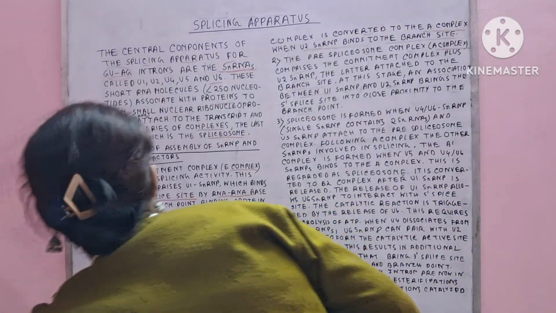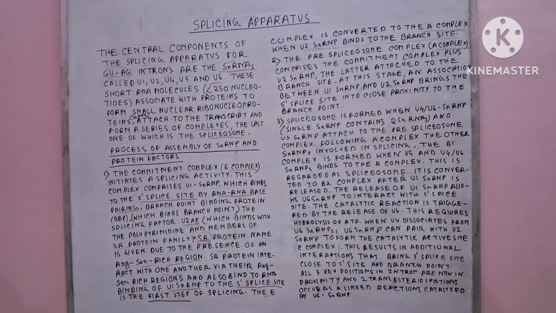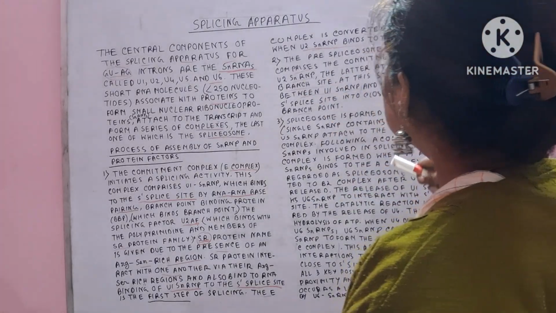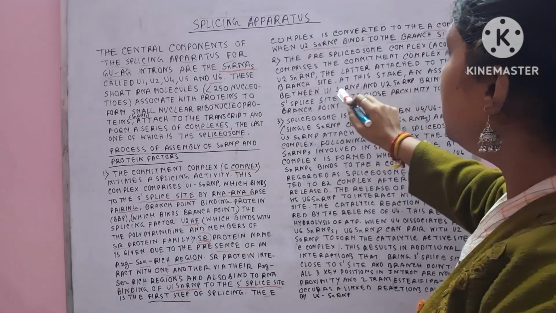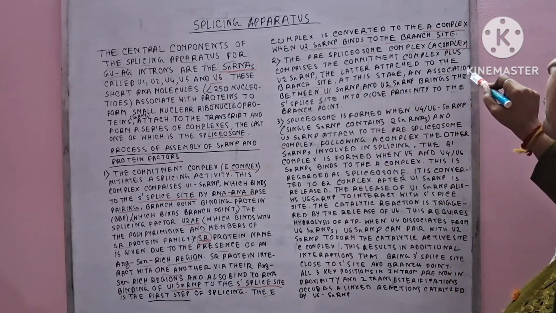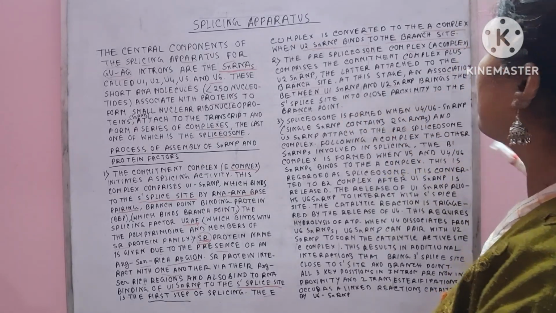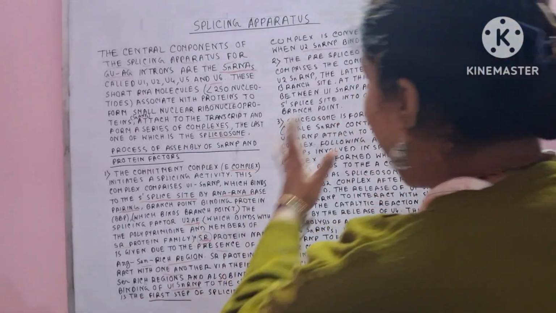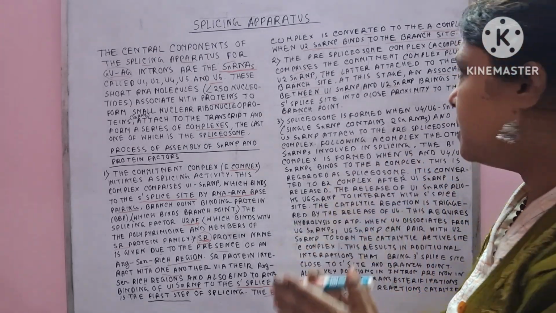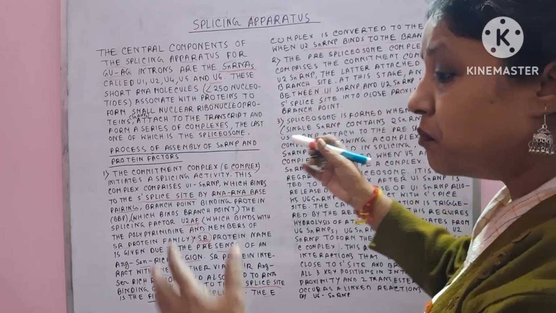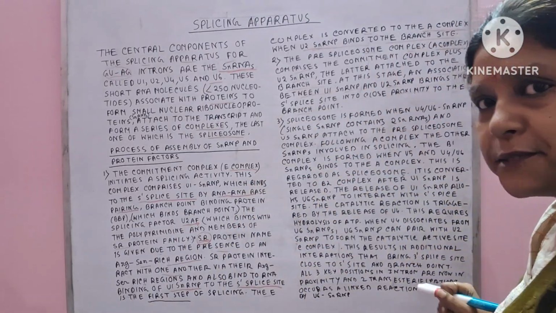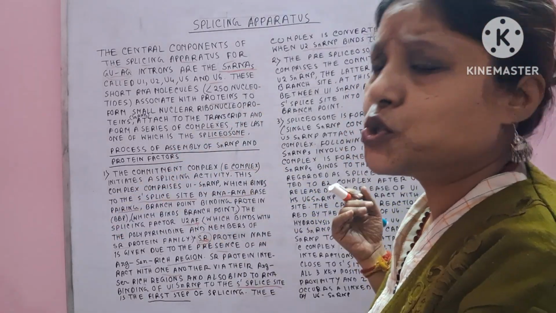Okay, so what is it saying, that the pre-spliceosome complex comprises the commitment complex plus U2 snRNP, the latter attached to the branch site, and at this stage an association between U1 snRNP and U2 snRNP brings the 5' splice site into close proximity to the branch point. That means as U1 and U2 bind with each other, the 5' splice site and the branch point are both close together. Clear? Or they are coming very close there.